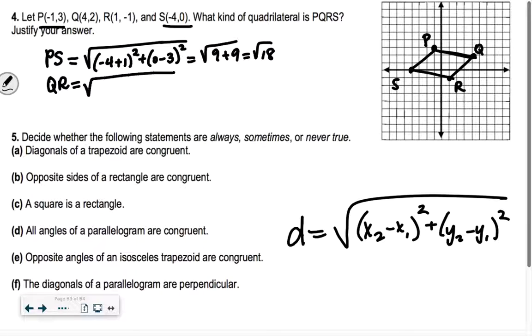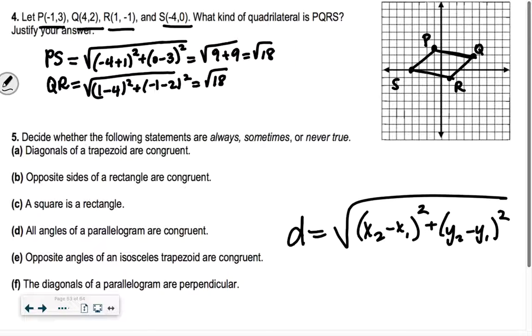QR, same idea. So I do 1 minus 4 squared plus negative 1 minus 2 squared. Don't I still get square root of 18? Yeah, so those opposite sides are definitely congruent.